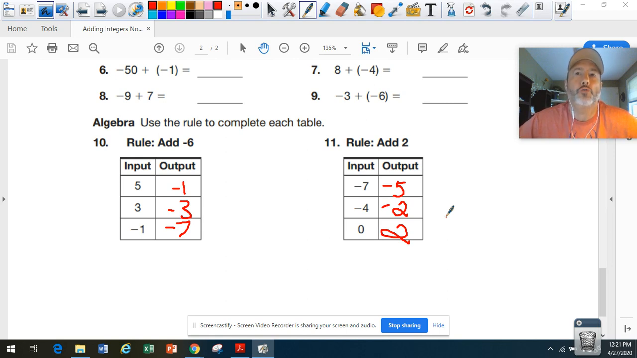Okay, guys, hopefully you understood that. Make sure you memorize the rules. Rules are going to be extremely important when adding integers, and even more important when we get into subtracting integers in a couple of days. So make sure you review the video.